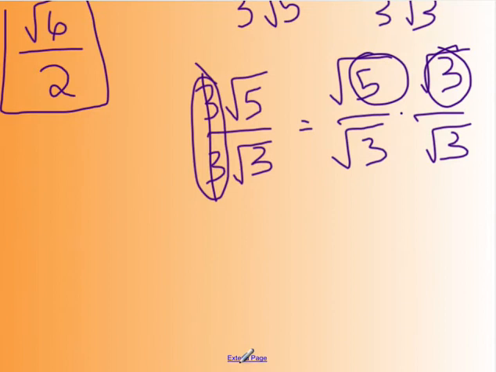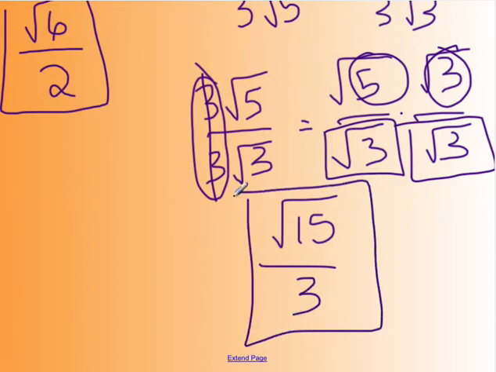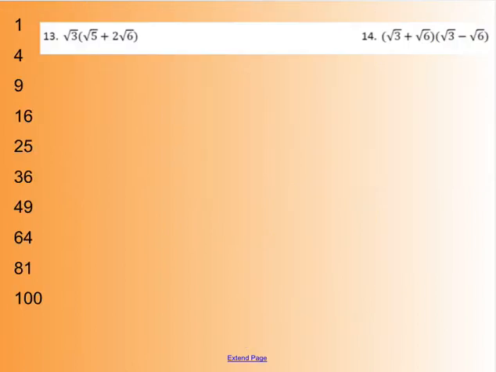Well, 5 times 3 is going to be 15, so that's going to give me the square root of 15. Then when you multiply the square root of 3 times the square root of 3, when you multiply the same radical by itself, you just get that number. And this ends up being your final answer. You can't simplify 15 and 3 because 15 is under the radical and 3 is not.